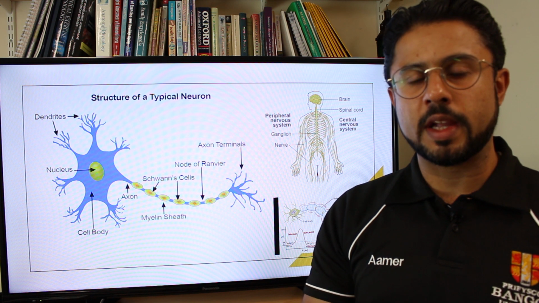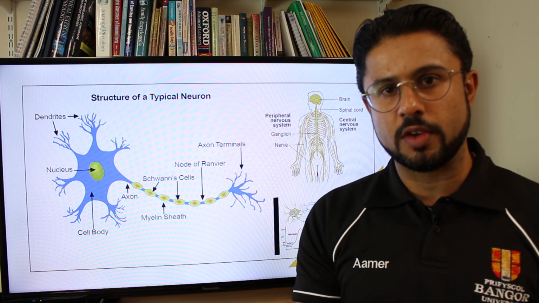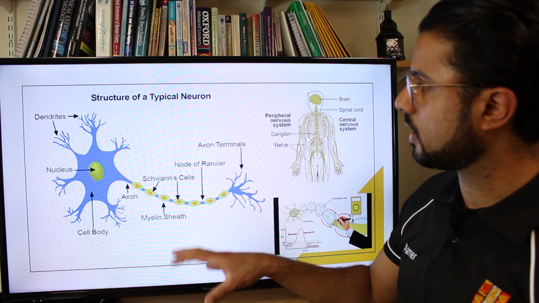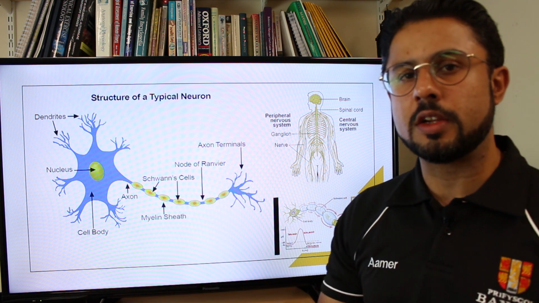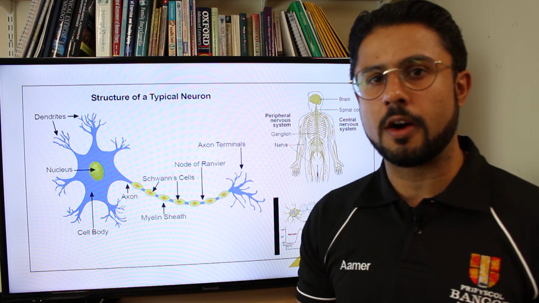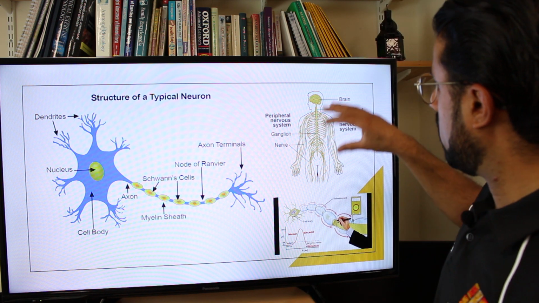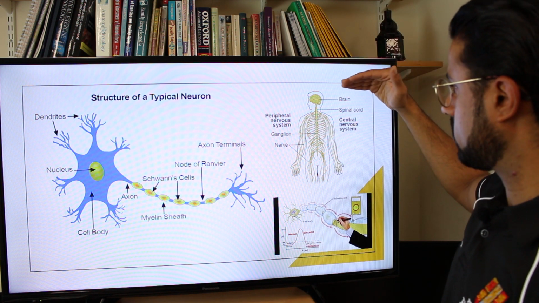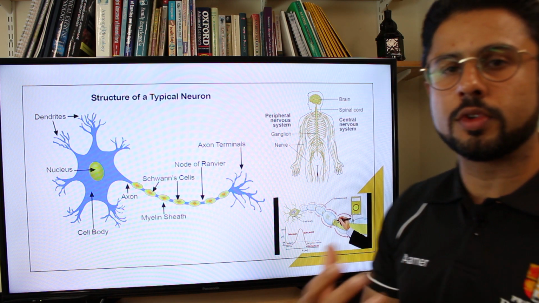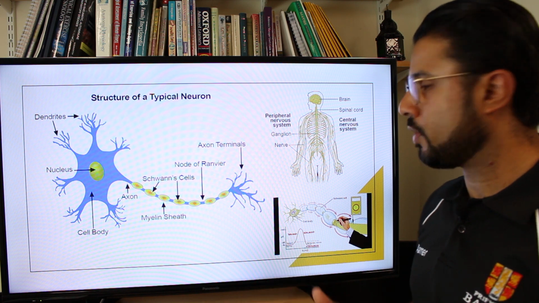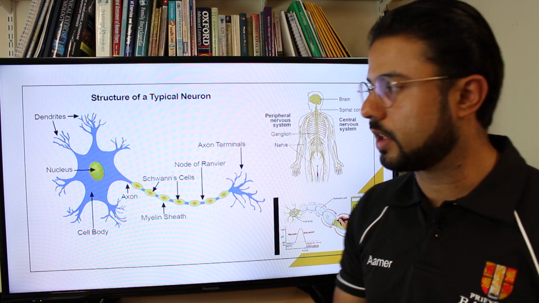Now, before we get into the pathophysiology of MS, we need to understand the basic physiology or anatomy of the neuron. So we have billions of neurons located in our body, and they consist of the central nervous system, which is the brain and the spinal cord, and we also have the peripheral nervous system, which consists of all of the neurons that travel to the different tissues in the body.